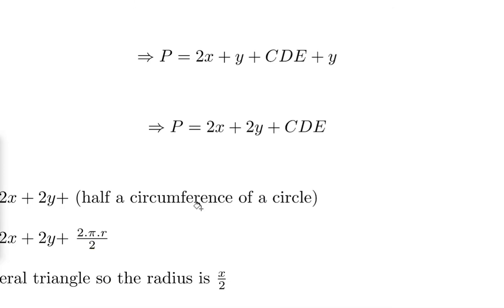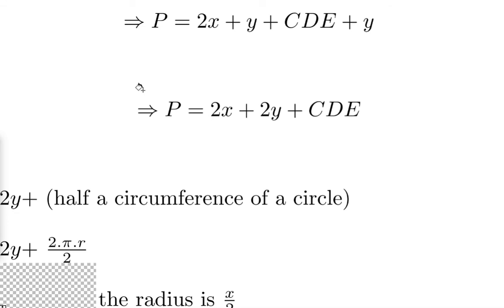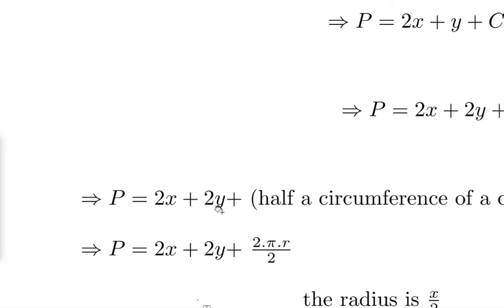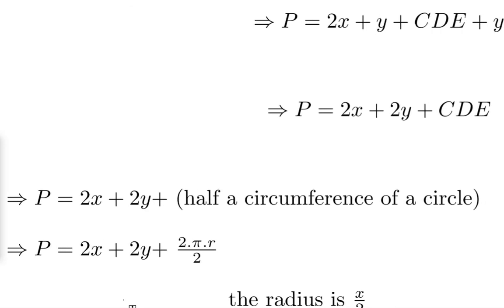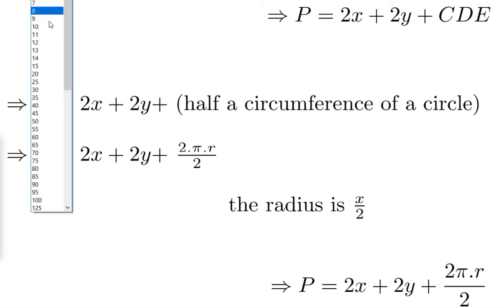Now, given that concept, we can suggest that P is equal to 2x plus 2y plus half the circumference of a circle. That's what you can say. Now, this CDE, being half the circumference of the circle, we can utilize 2 pi r. So we have 2 pi r in there, and 2 pi r divided by 2 is necessary because we only want half of it. So that's why that division by 2 is in that formula there.